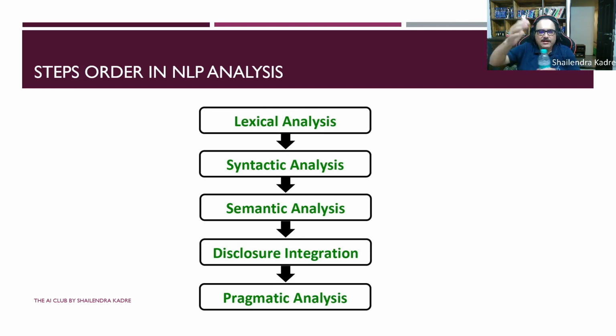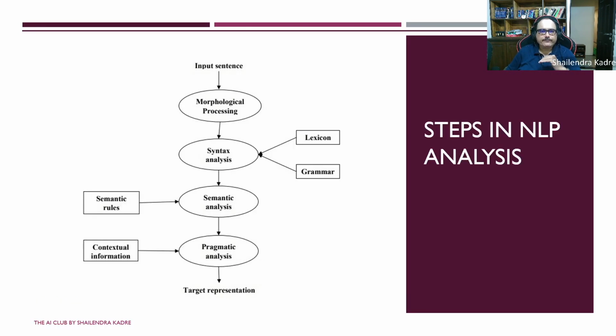So these are step by step, like a waterfall model. After lexical, only then can you go for syntactic. After syntactic, only then can you go for semantic. So this is a better graph with the steps in NLP. Input sentence, then you just have a look at that. I'm just showing you what a proper NLP analysis looks like and how it is done.